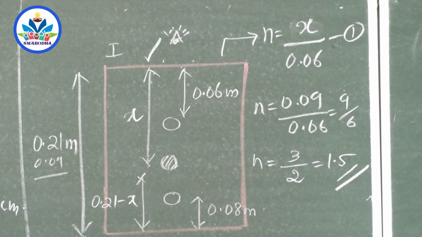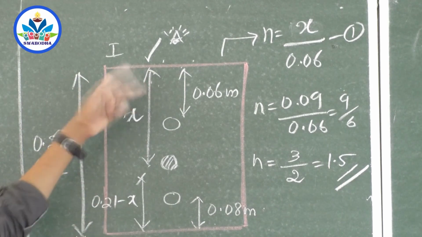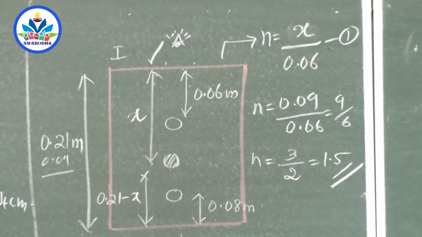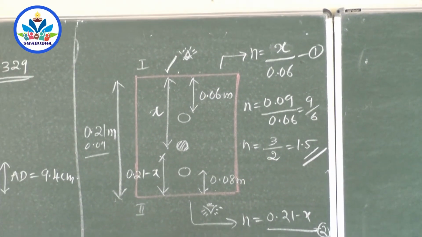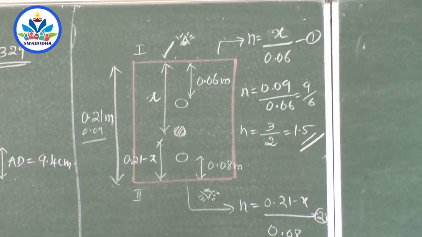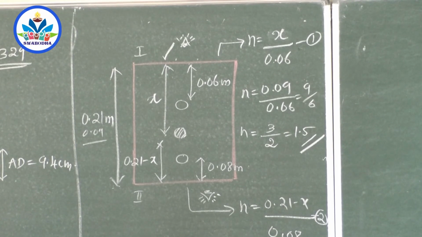Very easy problem once you understand the situation behind this. The only thing is, whichever phase you prefer, the refractive index is the same, but the real depth and apparent depth keep on changing. So the answer is right. Now we will move on to the next problem.